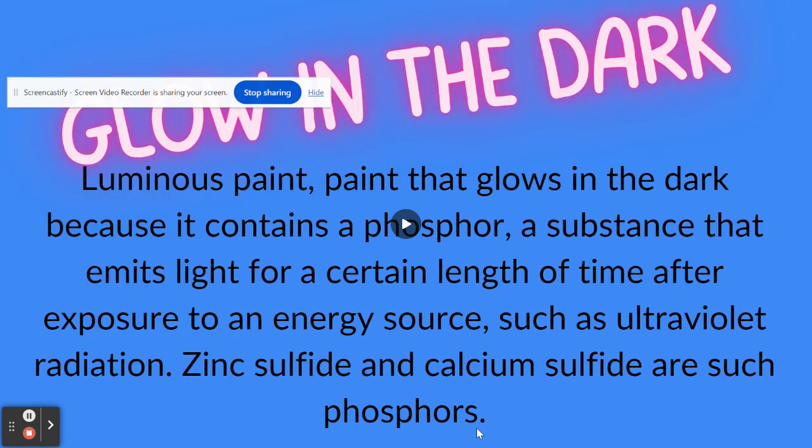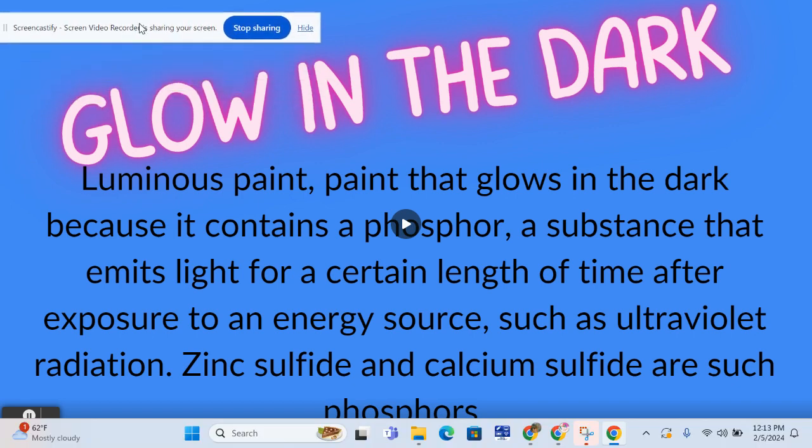All right, so now the glow in the dark paint that you guys have, or even highlighters, okay, they contain phosphor, a substance that emits light for a certain length of time after exposure to an energy source. Basically, you have to charge it, okay? You can charge it via sunlight, so like solar energy, or you can charge it with another type of artificial light. Okay. And it also contains zinc sulfide and calcium sulfide, which are phosphors.